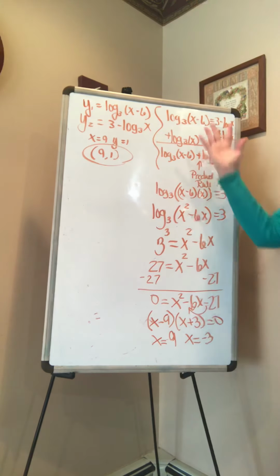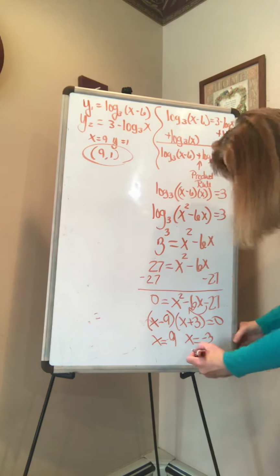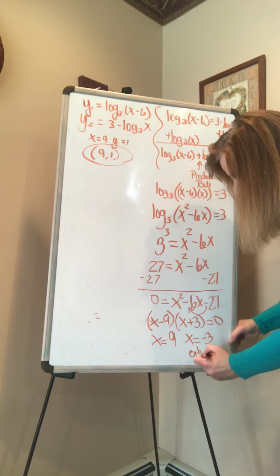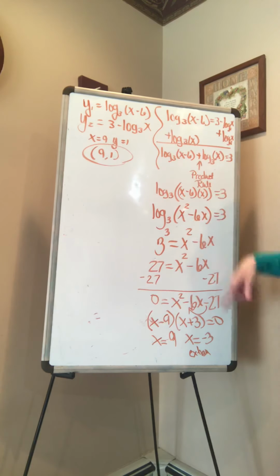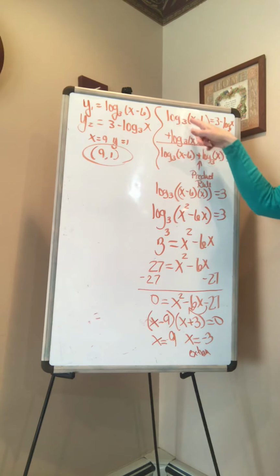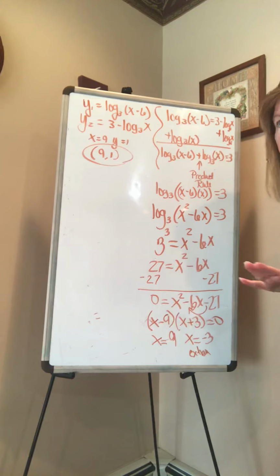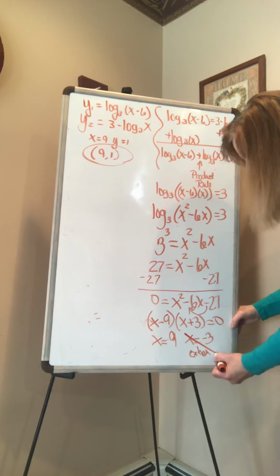You check them into the original, and this guy is going to be extraneous. Now, I'm not doing the check. You can do the check without me. You could type in the log of negative 3 divided by log of 3. You'd get an error message right away. So this guy we got to get rid of.